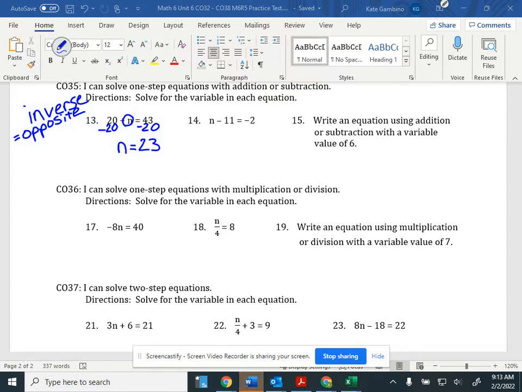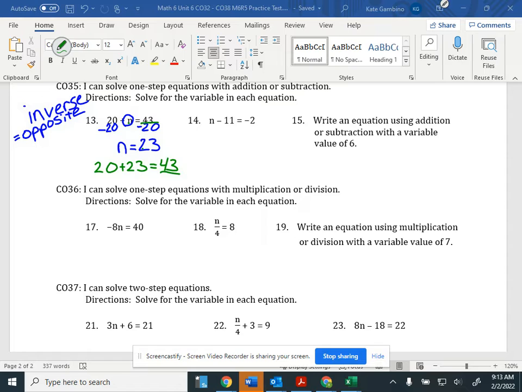How can I check this, Kira? You have to put it in the variable. Yeah. Put in your answer. I can put that 23 in for n, and I can say 20 plus 23 equals 43. Same answer. I know I did it correctly.